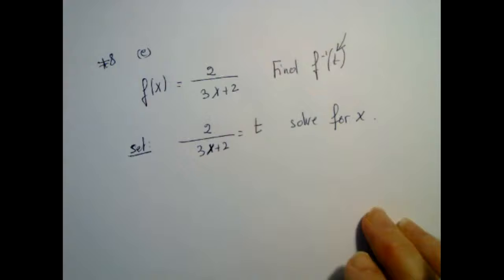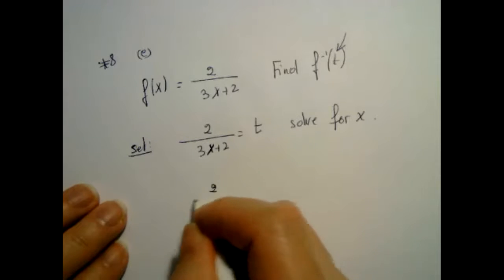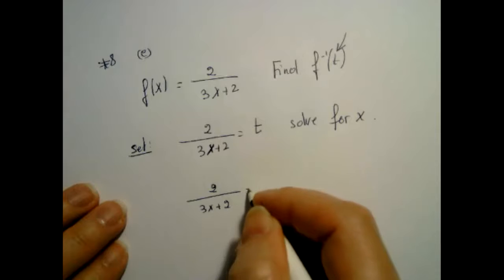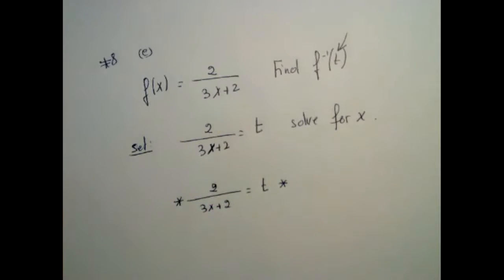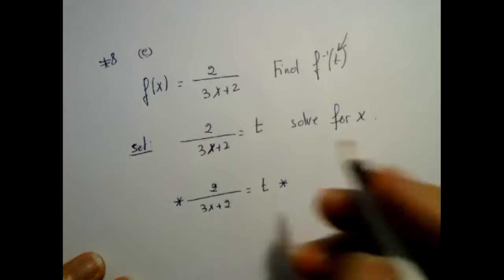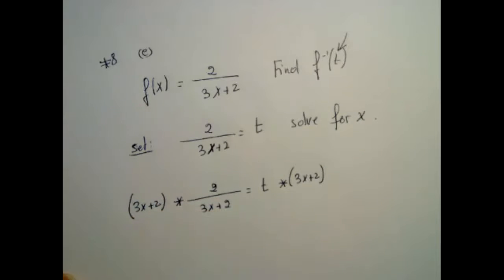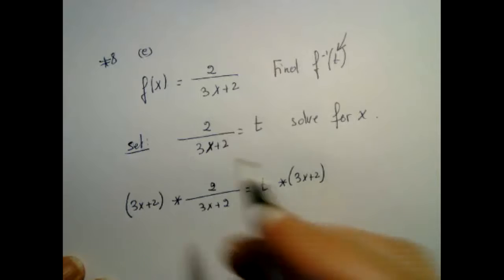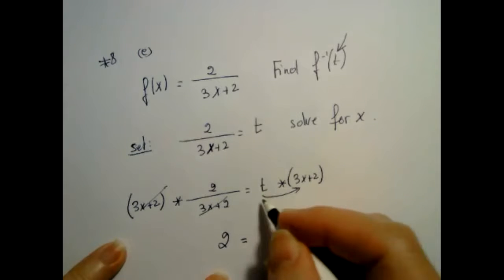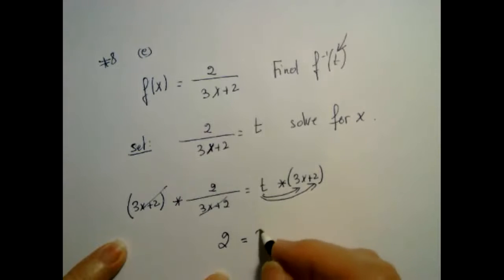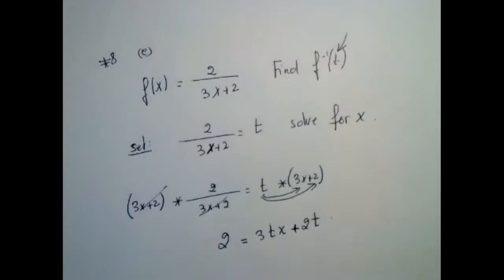Do you multiply by the reciprocal in the denominator? What do you mean reciprocal? What do you want to multiply by? By the 3x plus 2. Exactly. You multiply by 3x plus 2 on both sides. And the goal is those will simplify and I will have 2 equal. Now I have to multiply: 3tx plus 2t.